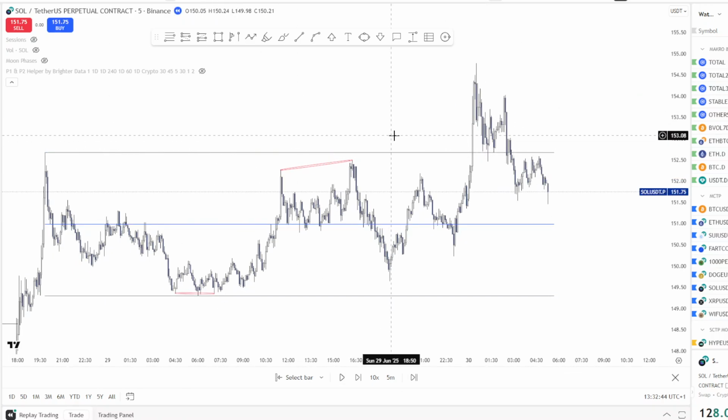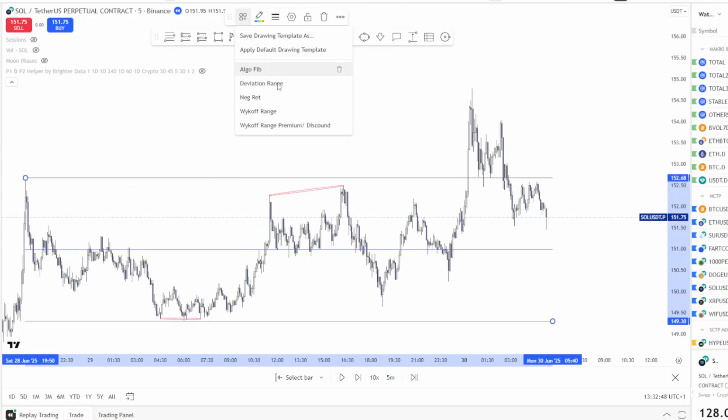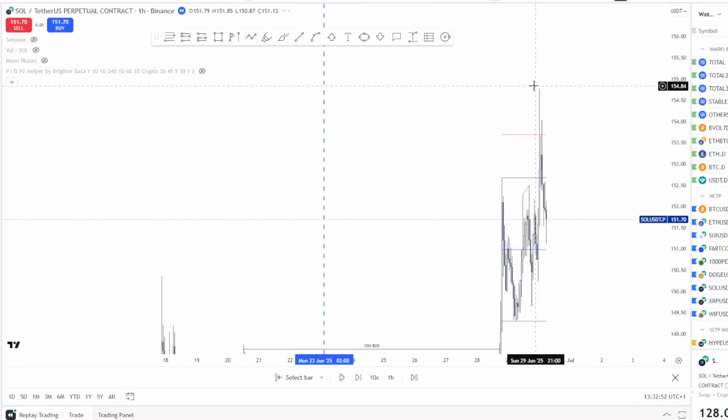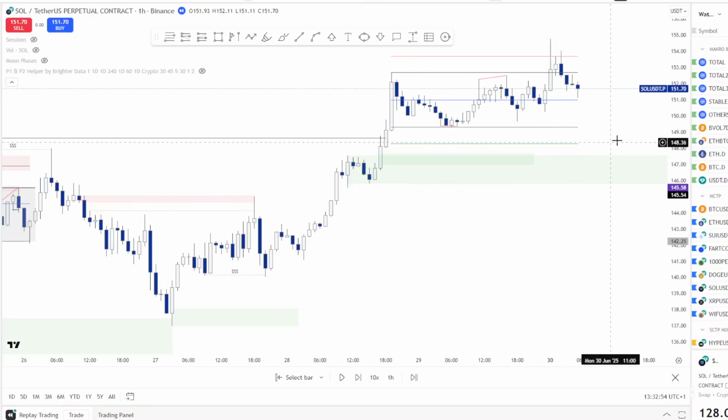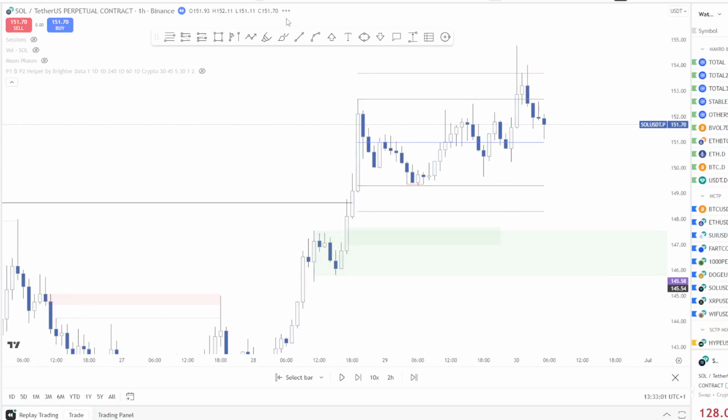Aggressive push up. Is this still valid? Let's see on the 1 hour. Now again, we have to look on which time frame this range is valid on.